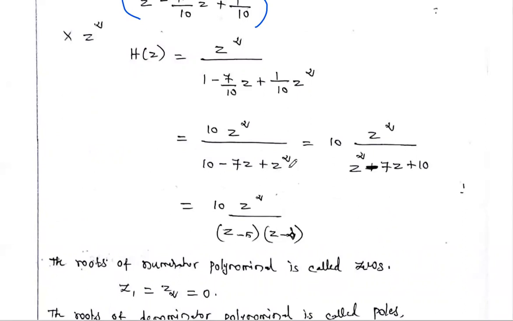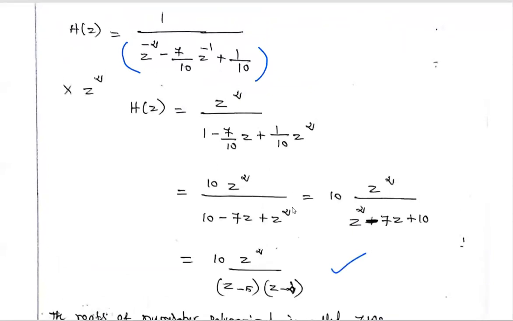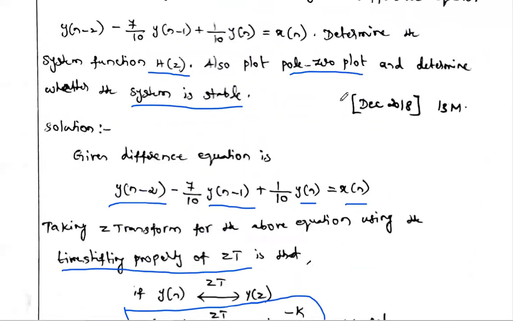And in this second order equation, you just factorize. If you are factorizing the second order equation, z squared minus 7z plus 10, we will get the answer z minus 5, z minus 2. Okay, so this is H(z). So the H(z), the system function, is calculated. And what is the next step? The next step is to draw the pole zero plot.